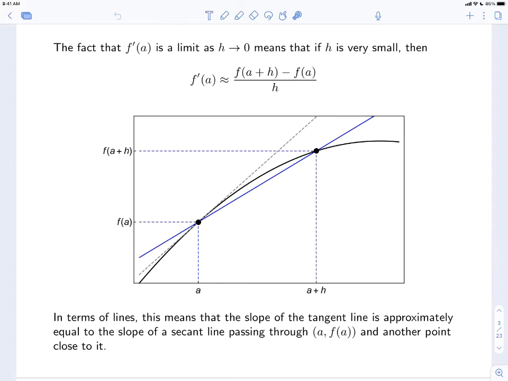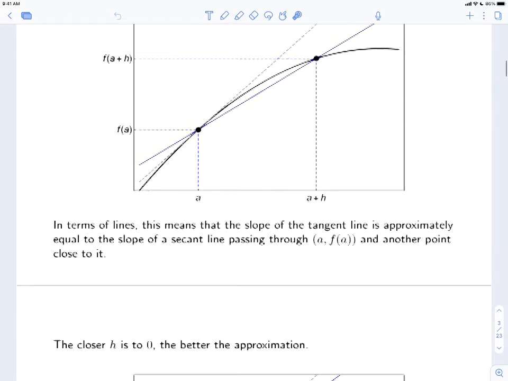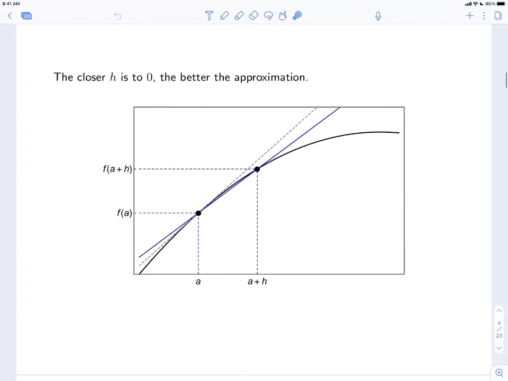In this picture, you can see this gray line is the tangent line, and this solid blue line is a secant line. And if h is very small, then a and a plus h are close together, and that means that these 2 points on the curve are close together. The closer h is to 0, then the better the approximation. Here we've moved h closer to 0, so we can see that the secant line is closer in slope to the tangent line.